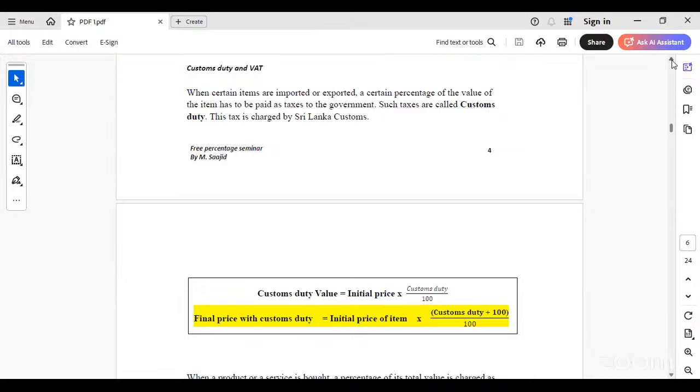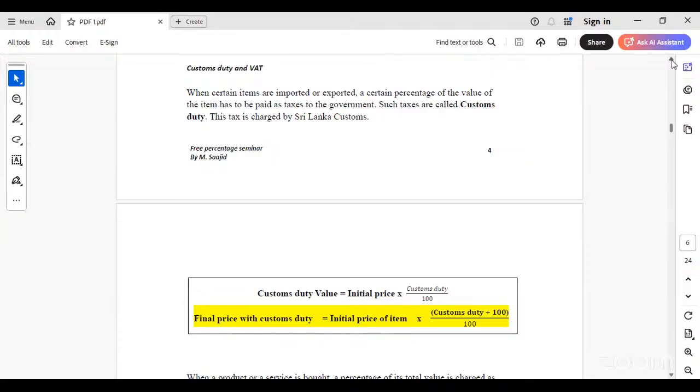What happens here is when you bring some goods from another country, they have a quota for it. That means they say this amount of goods you can bring from another country to Sri Lanka. But beyond that quota, if you want to bring that type of good, you need to pay a tax to the customs. That is what we call customs duty.